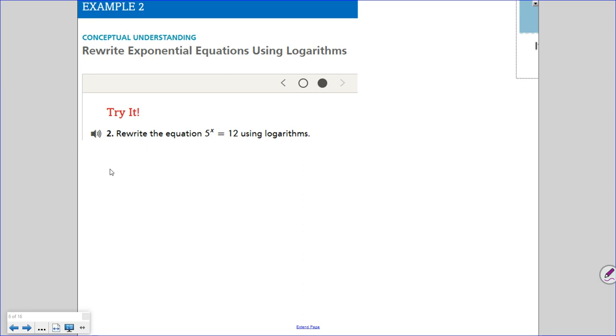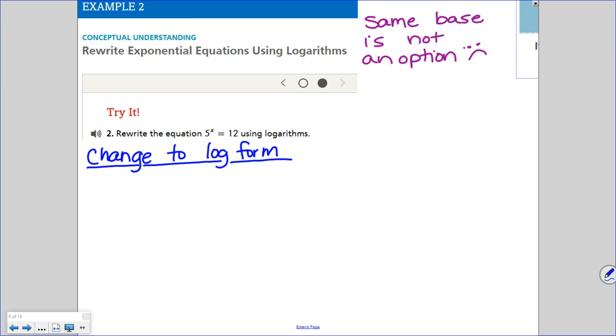Now in example 2, I have another exponential equation, 5 to the x equals 12, but this time I cannot write bases 5 and 12 as the same base. So the same base is not an option for these two, and I can't apply what I did in the one below. So in the past, we have tried changing this to log form. If I change it to log form, I would have log base 5 of 12 equals x. And then I could grab my calculator, find out what log base 5 of 12 is, and I'll solve for x.